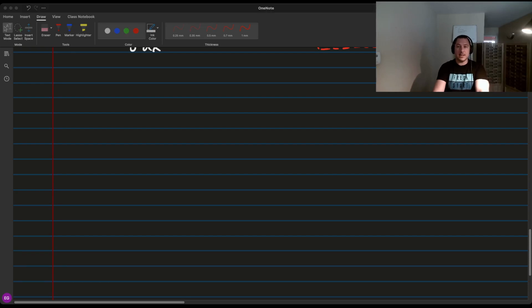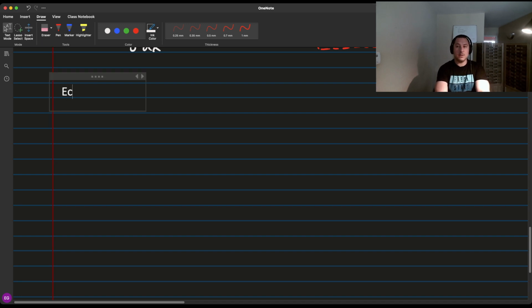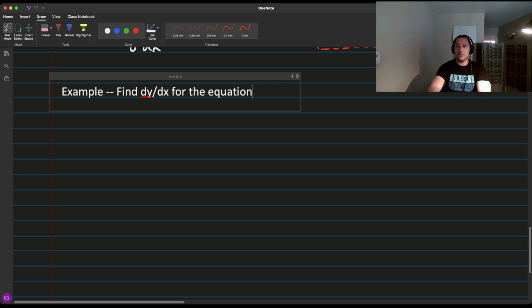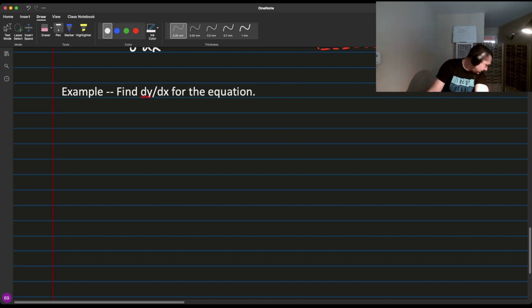Okay, so we're doing a second implicit differentiation example. So we're going to find dy dx for the equation. Okay, and our equation is going to be x cubed sine y plus y equals 4x plus 3.